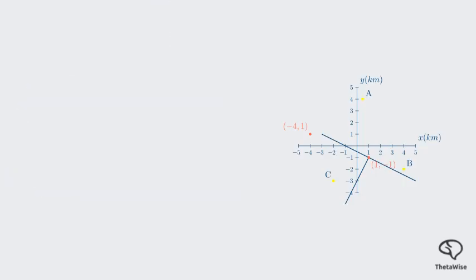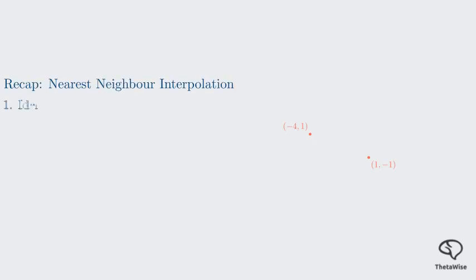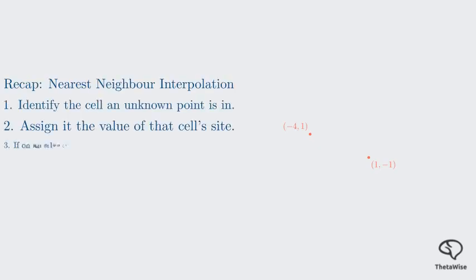To recap, nearest neighbor interpolation is a straightforward way to estimate values using a Voronoi diagram. We identify the cell an unknown point is in and assign it the value of that cell's site. If the point is on an edge or vertex, we average the values of the equidistant sites.